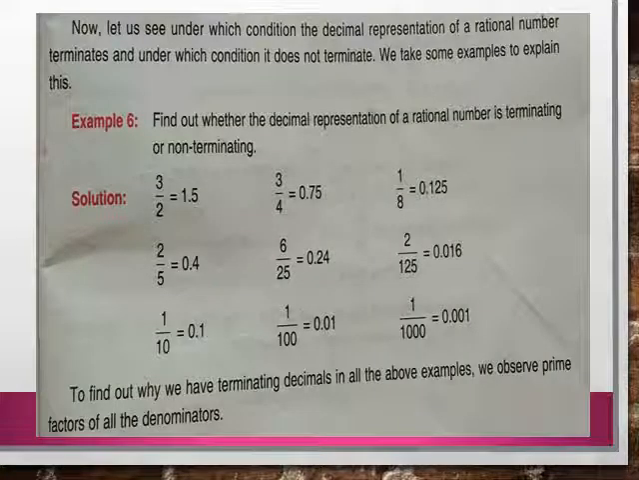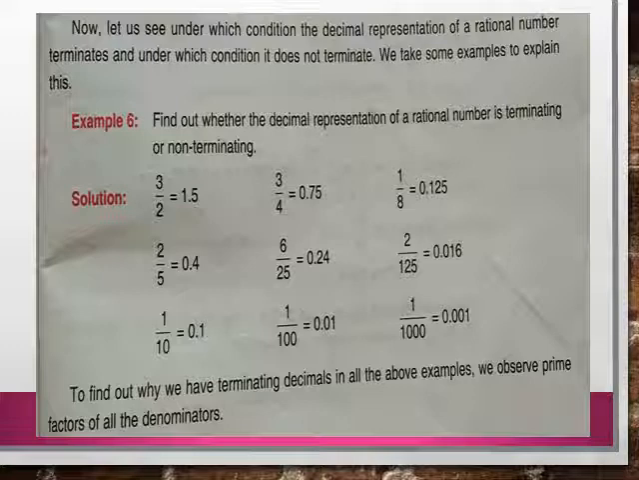Now let's see under which condition the decimal representation of a rational number terminates and under which condition it does not terminate. Can we identify from the numbers only whether it is a terminating or non-terminating decimal? Mere observation only, or instead of that we have to do the long division method to identify whether the decimal is terminating or non-terminating. See here, we will take some examples to explain this.